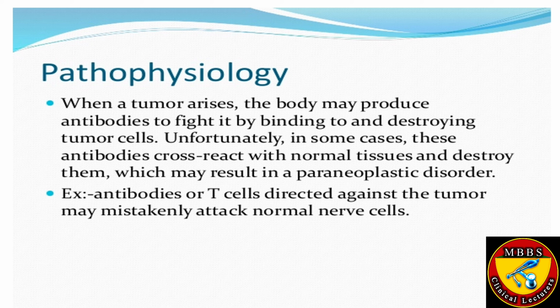Means they will present with different signs and symptoms as they are cross-reacting with the normal tissue. And the other may be that antibodies or T cells directed against the tumor may mistakenly attack the normal nerve cells. So if the nerve cells are attacked abnormally by T cells or antibodies, they will present with particular signs and symptoms, and they will be counted as a paraneoplastic syndrome, because they are not exactly due to the tumor but due to the cross reaction of the immune system.